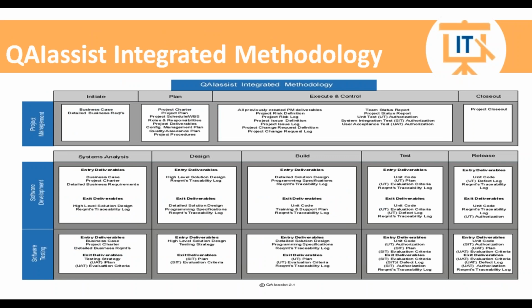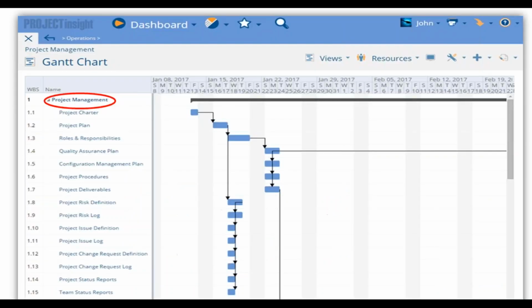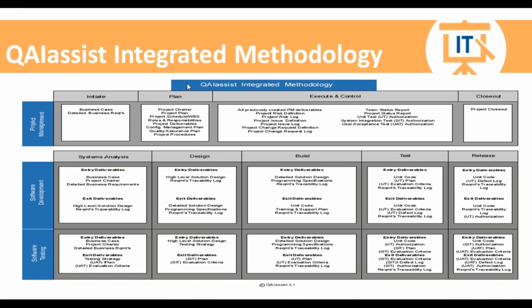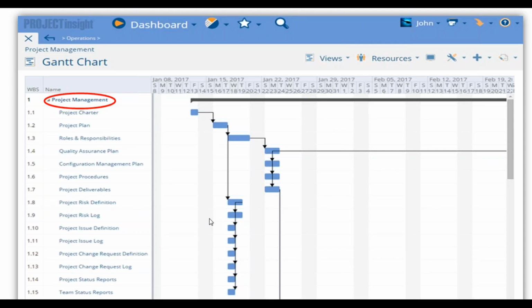So here, in the simplest case, I'm going to use the QAlassist integrated methodology. We can see, as I said earlier, here's the hierarchy. Here's the life cycle: project management, software development, or software testing. Within each of these different life cycles or methodologies, there are different phases, as we see across here. And within each of the phases, there are specific deliverables that are defined.